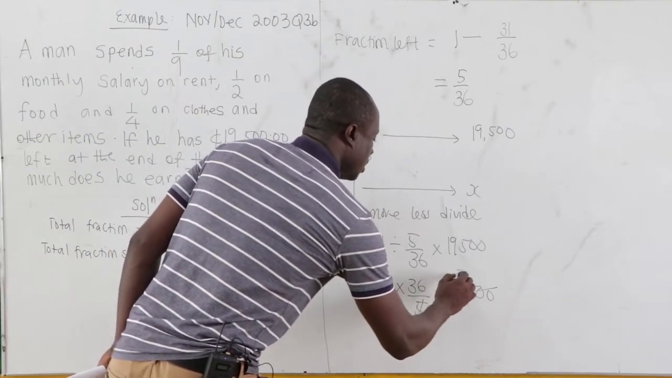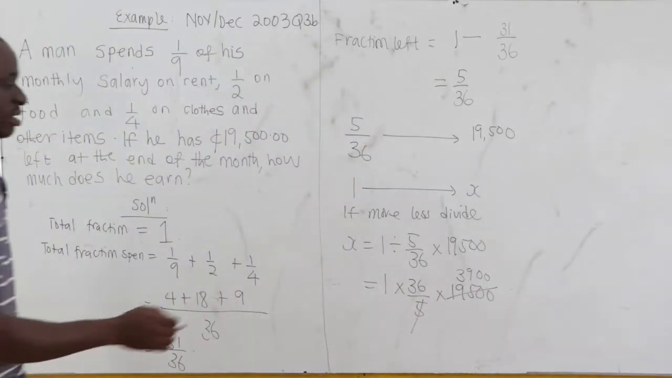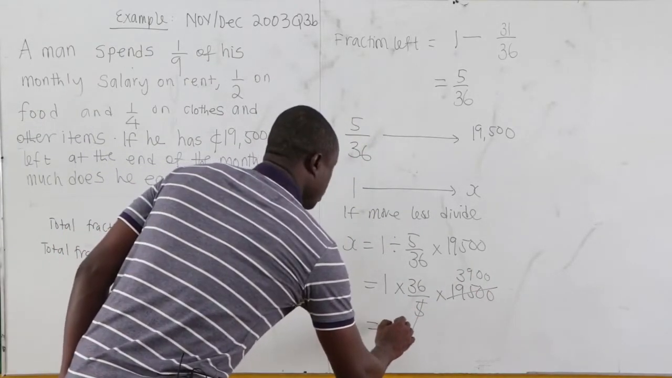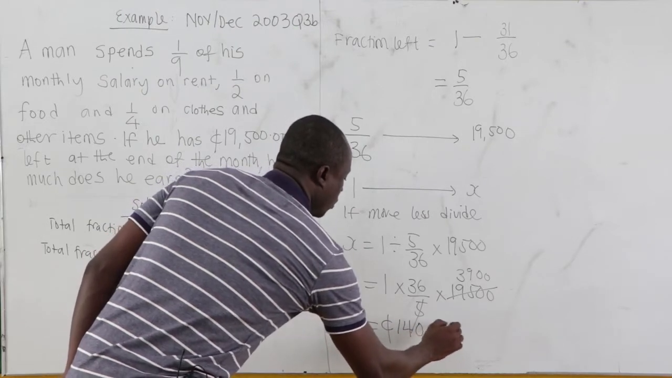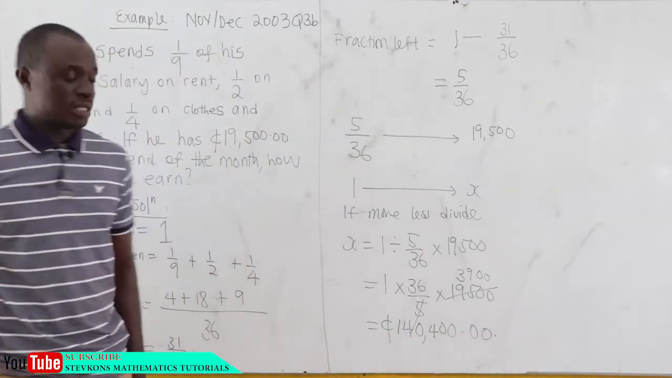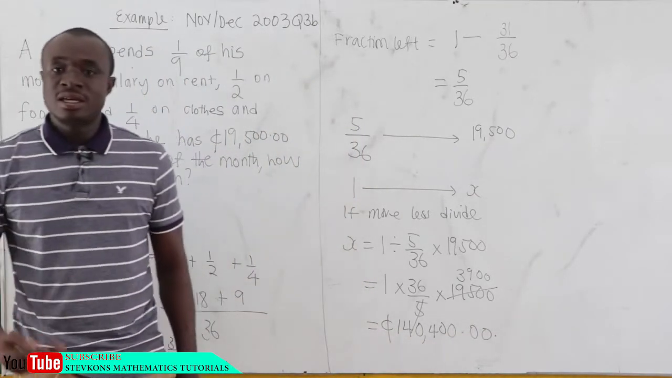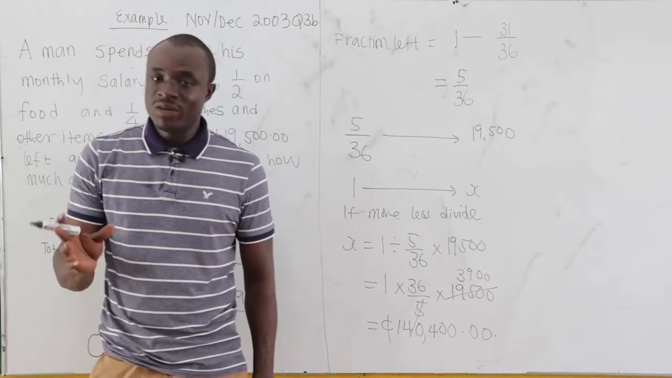That will be 3900. And when we multiply this, we are going to get 140,400. You can check it. This is what we are going to get, and this is the amount that he earns in a month. That is very, very easy. I believe that you understood it.